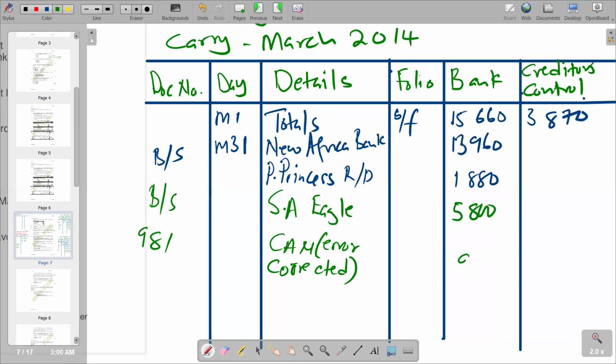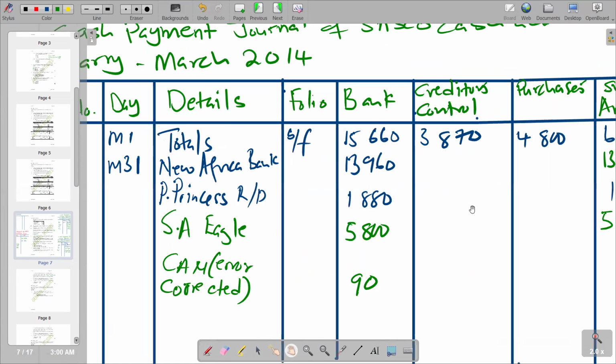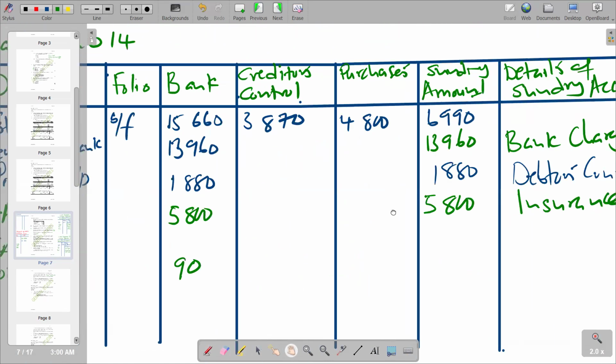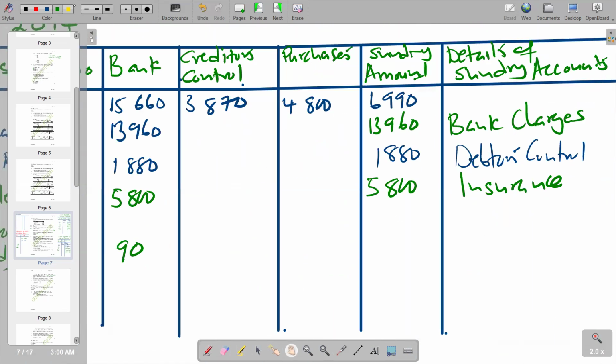So you're saying 90. And obviously, it doesn't qualify under creditors control, and it also doesn't qualify under the purchases column. So we put it under sundry amount, which is our 90. And on the description, we know that it's stationery. So we are going to say stationery. So this is what we have. Right, we go to check the next one after that one.